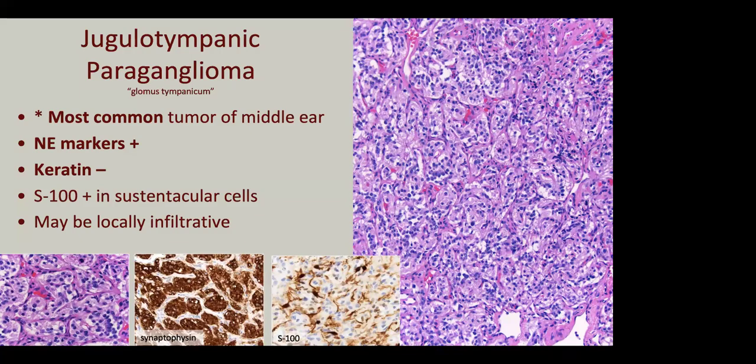They express neuroendocrine markers. They are keratin negative. They have S100 positive sustentacular cells surrounding the nests, or the Zellballen.